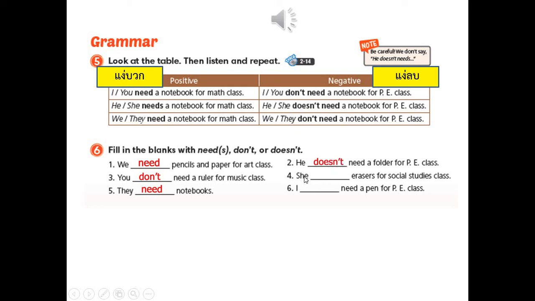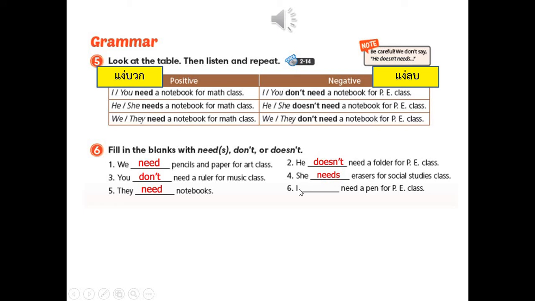Next, number 4. She is our subject here. Blank erasers for social studies class. Do you need erasers for your social studies class? If your answer is yes, which do you think is the answer? Need or needs? If your answer is needs with S, you are correct.